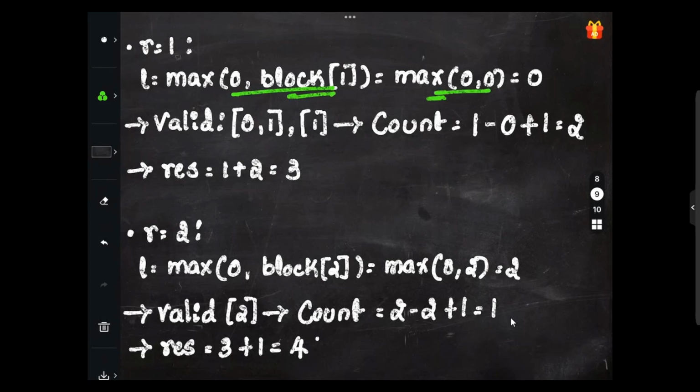Block of 1 stays the same because it is 0, and block of everything is 0 itself. So max of 0 comma 0 will remain 0 itself, right? So valid will be 0 comma 1 and 1. Another interval is just 1. So count here will be 1 minus 0 plus 1, the right side one.